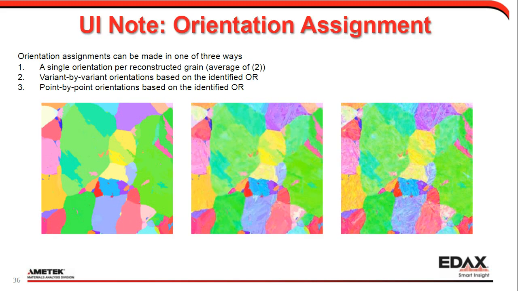I mentioned the orientation assignment. You have 3 different options. You can do a single orientation per reconstructed grain. You can do a variant-by-variant orientation based on the identified orientation relationship, and that's the center picture you see there. Or you can do point-by-point orientations based on the identified orientation relationship. And you can see the results there. And I think the point-by-point is interesting in terms of looking at those grains that have strong orientation gradients in them.